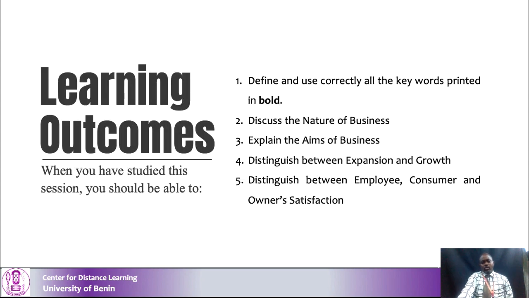The learning outcomes of this course include the definition and correct use of keywords. We are going to be looking at the nature of business and the aim of business. We're going to be distinguishing between expansion and growth in business. We're also going to be distinguishing between employee, customer, and owner satisfaction. These are the things you are supposed to understand from this class.